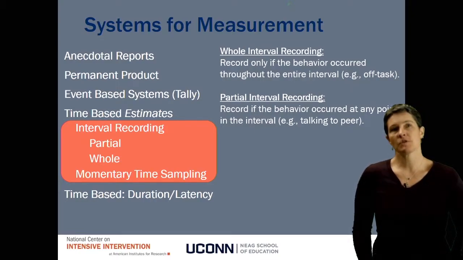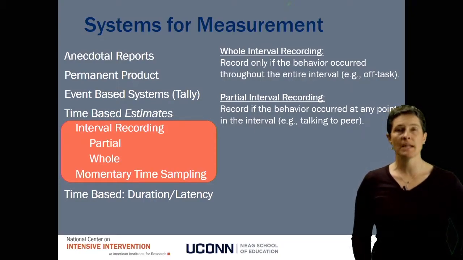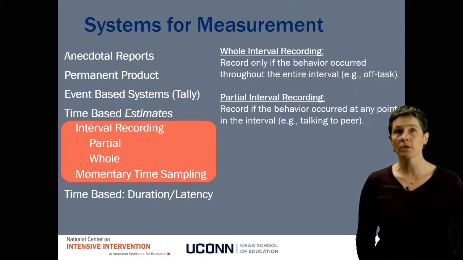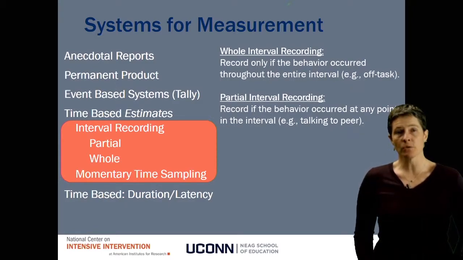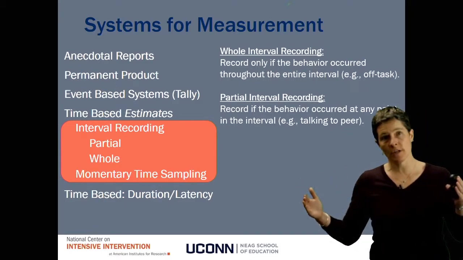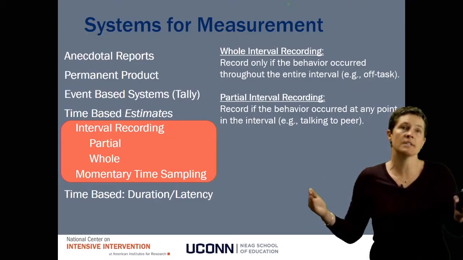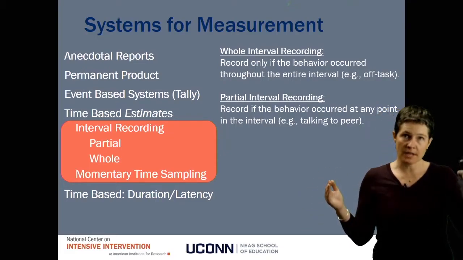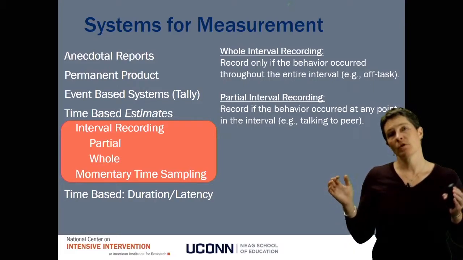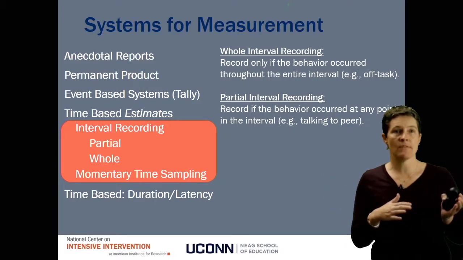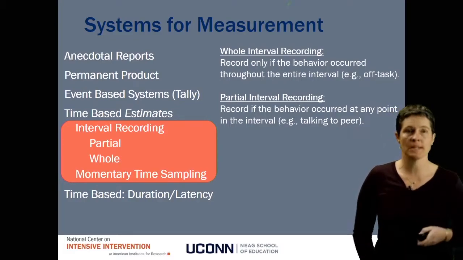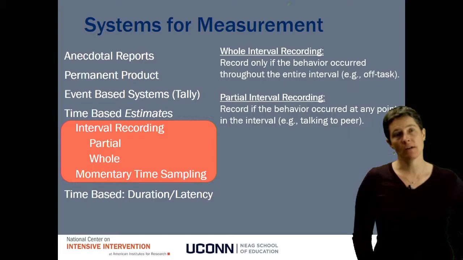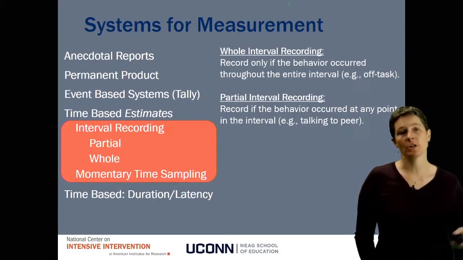You divide your observation up into intervals, and then depending on the strategy you're using, you check off if the behavior occurred during the whole interval or whether it only occurred during part of the interval. For whole interval recording, if the behavior occurred from the start of the interval to the end, that entire time, then we check off yes, it happened during that interval. If we're using partial interval recording, if the behavior occurred at any point during that interval, we check off yes, that it occurred during that time. We just get a check of did the behavior happen during a particular interval or not.